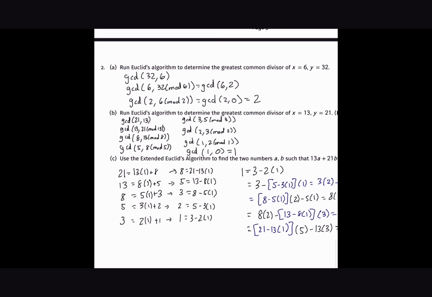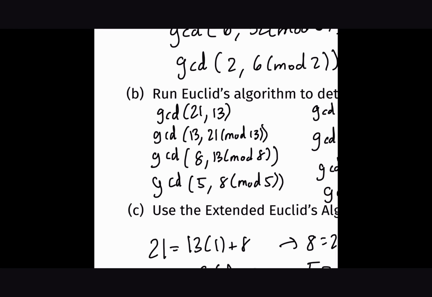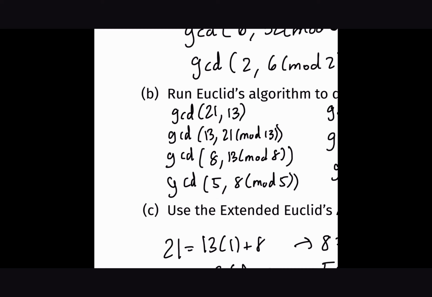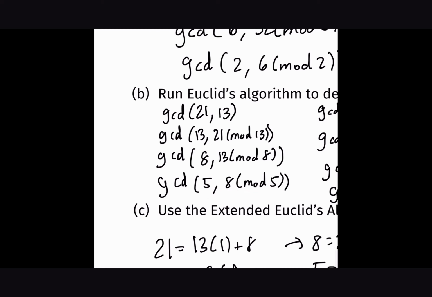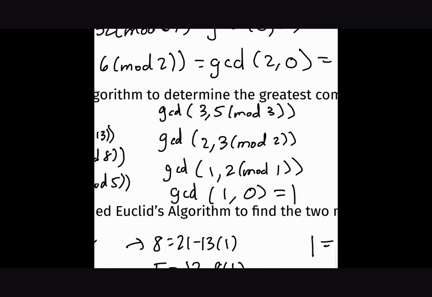Part B is saying, run Euclid's algorithm to determine the greatest common divisor of 13 and 21. So as usual, we run Euclid's algorithm where we denote the larger number first, smaller number second, and then we flip them around to get 13, find a remainder, 21 mod 13, which is 8. So GCD of 8 and the remainder of 13 mod 8, in this case, is 5. So we flip these numbers around to get GCD of 5, and then we take the remainder of 8 mod 5. 8 mod 5 is 3, and then we flip it around to get GCD of 3, and then 5 mod 3, which is the remainder.